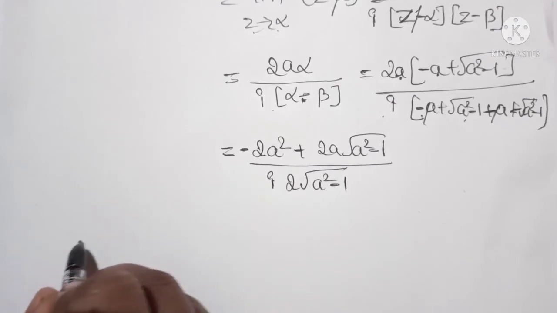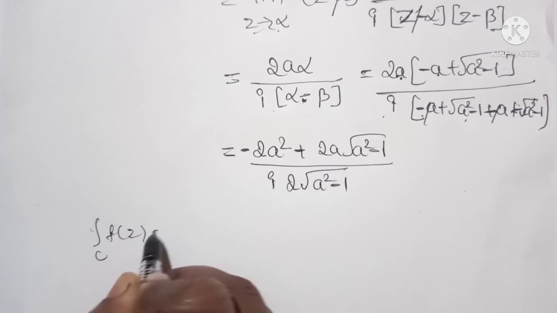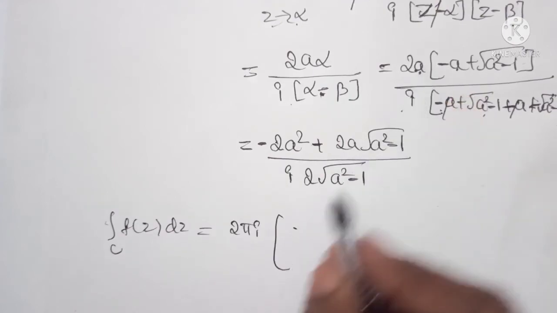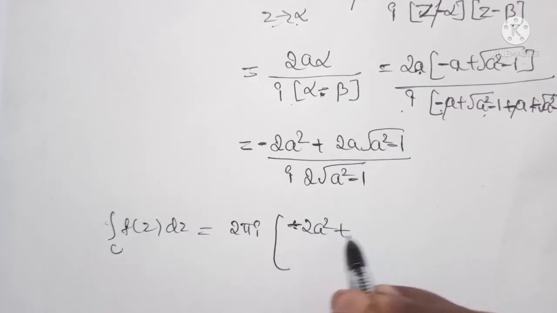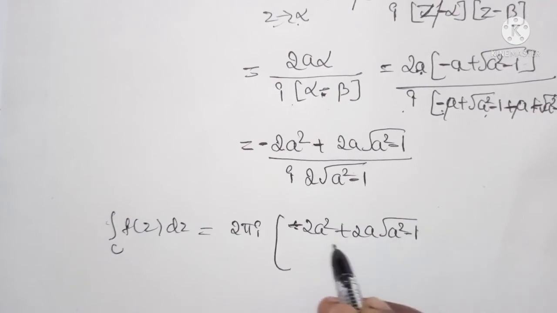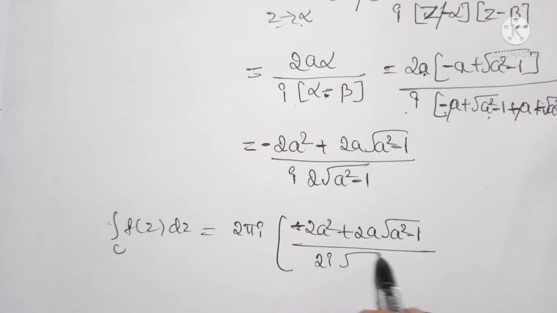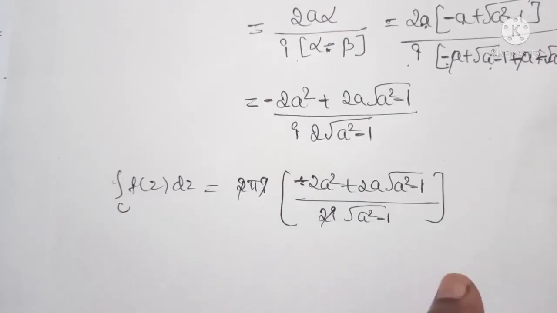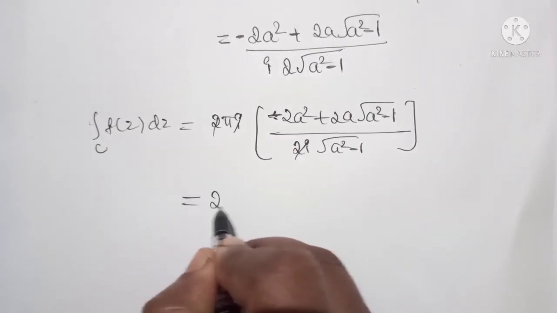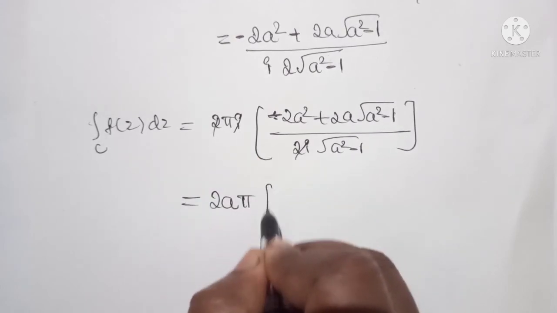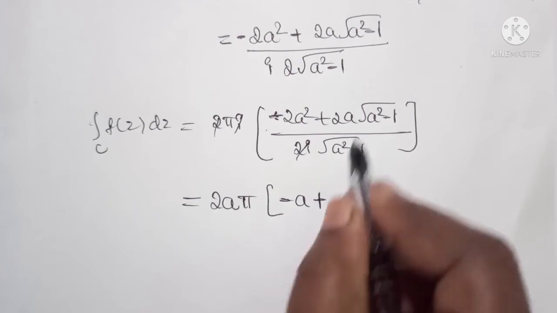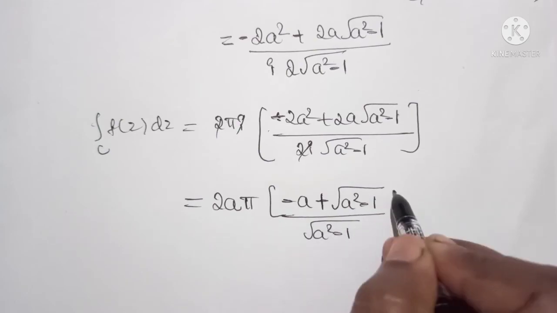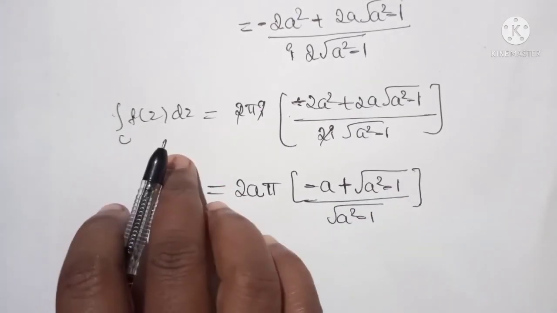Therefore by Cauchy's residue theorem, the integral over C of f(z) dz is 2πi times this residue, that is (−2a² + 2a√(a² − 1)) divided by 2i√(a² − 1). The 2i gets cancelled, so it equals 2aπ(−a + √(a² − 1)) divided by √(a² − 1). So this is the f(z) dz value.